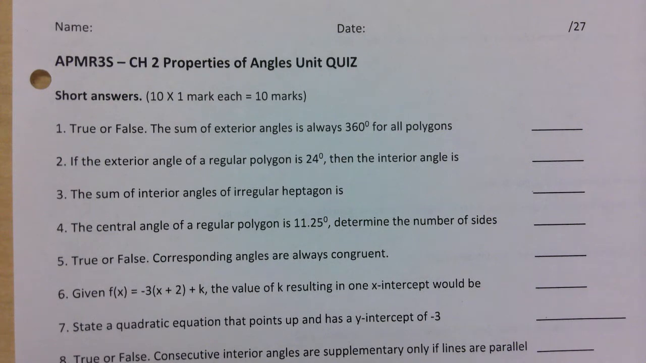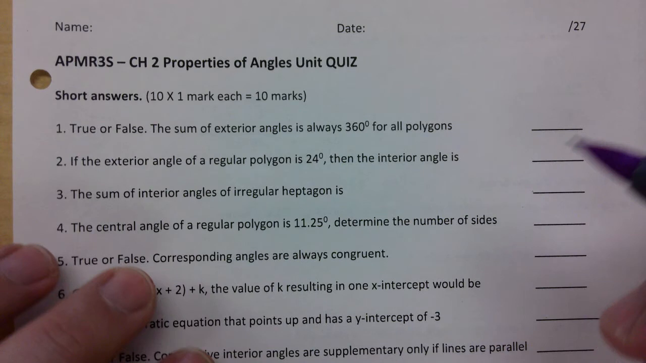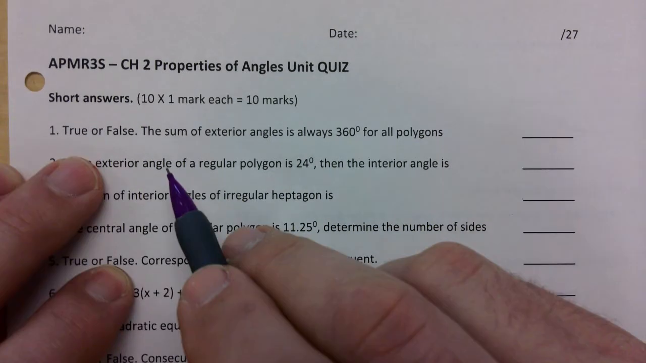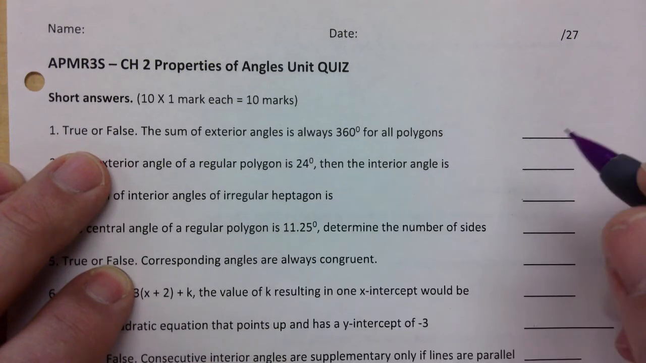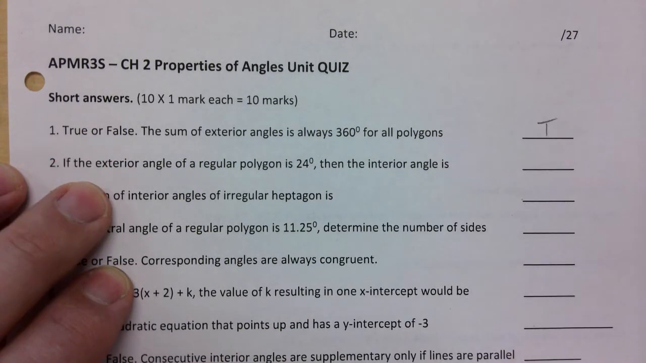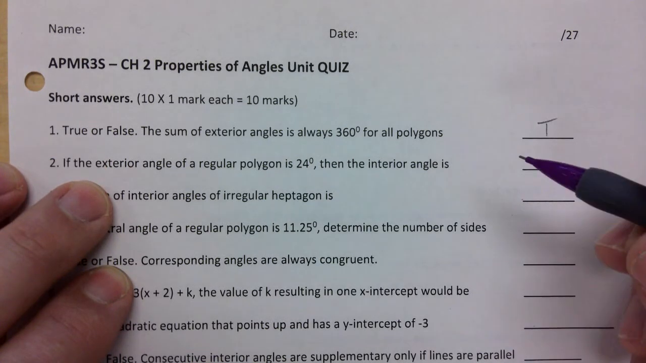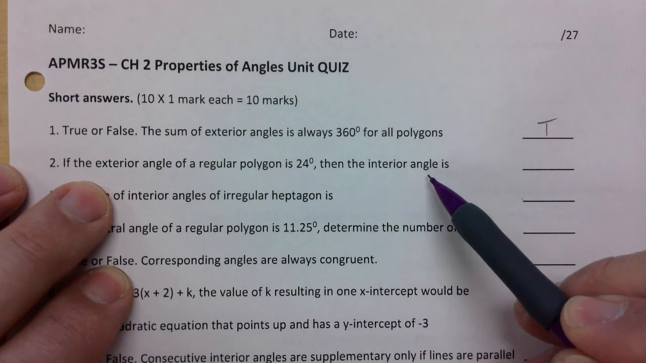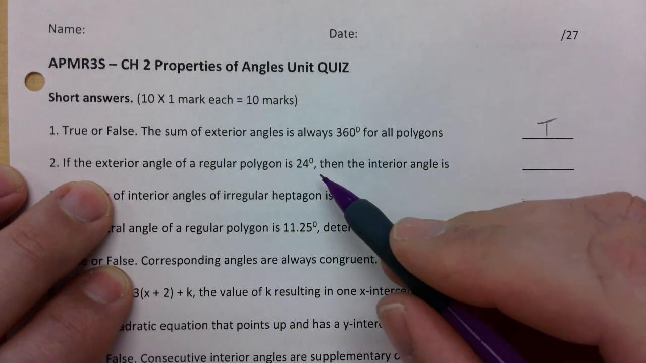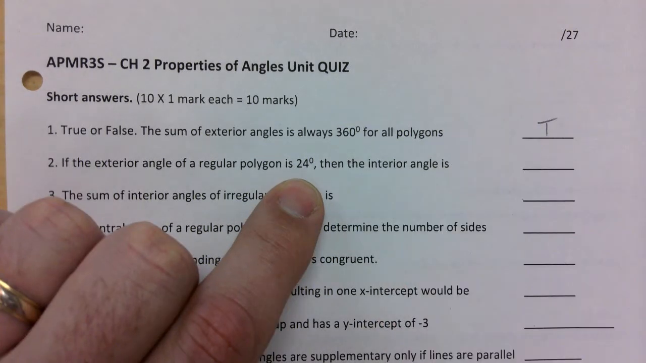Right, here's the quiz correction quickly. True or false, the sum of exterior angles is always 360. That's true. If the exterior angle of a regular polygon is 24, then the interior angle is, so you just subtract, right? It's just a supplement. So you go 180 minus 24, that is 156 degrees.